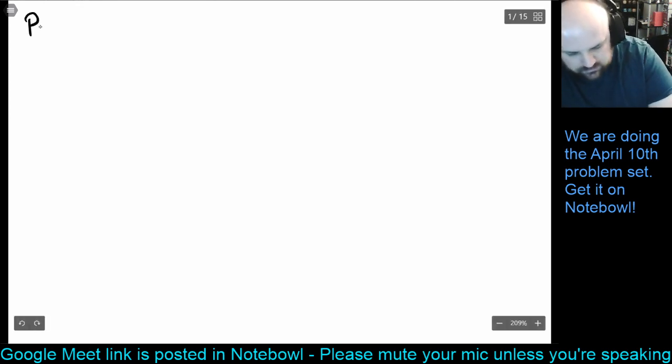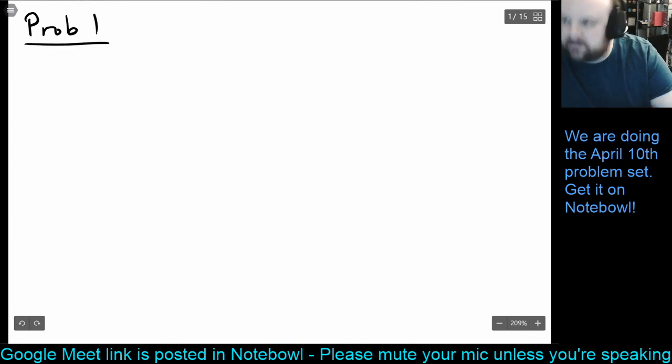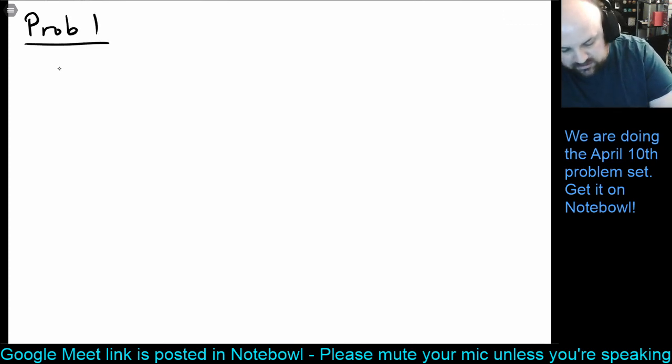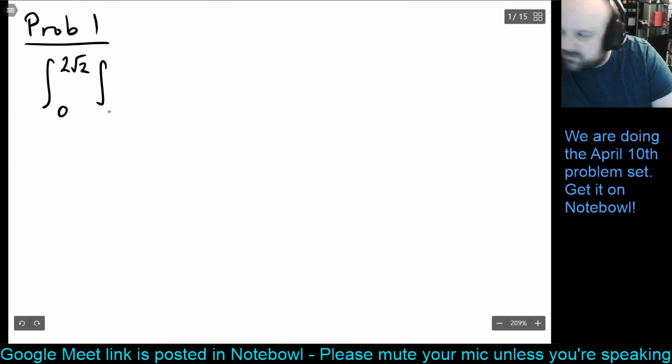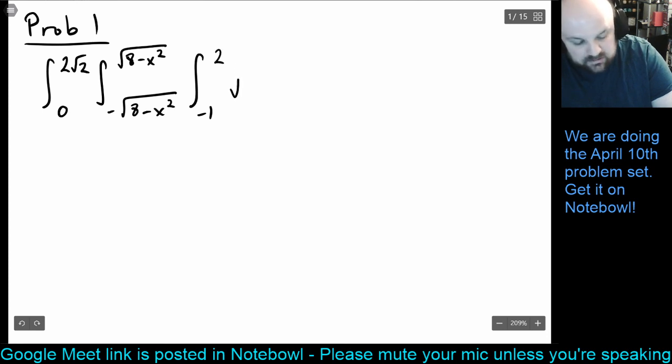I only got 4 problems on here today. We'll see how that goes. So problem 1 here is just, here's an integral, compute it. x from 0 to 2 root 2, y from minus square root of 8 minus x squared to square root of 8 minus x squared, and z from minus 1 to 2 of square root of 1 plus x squared plus y squared, dz dy dx. Right?